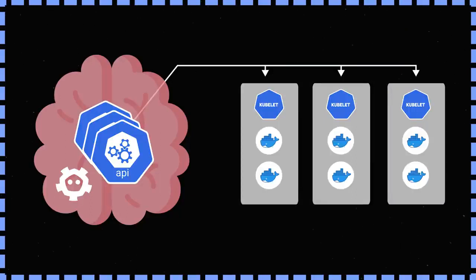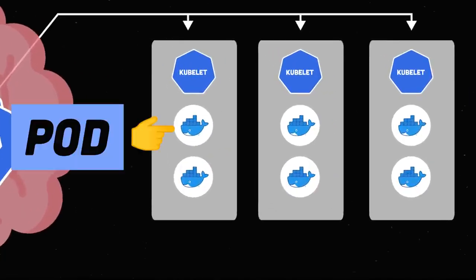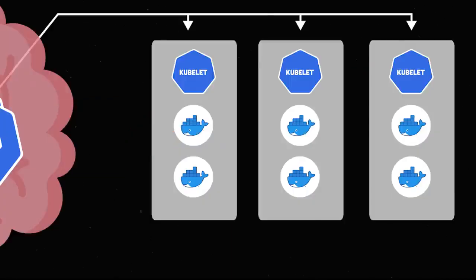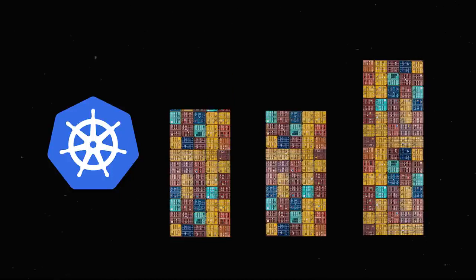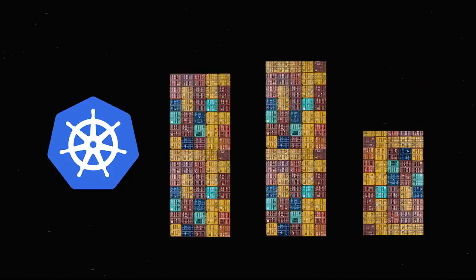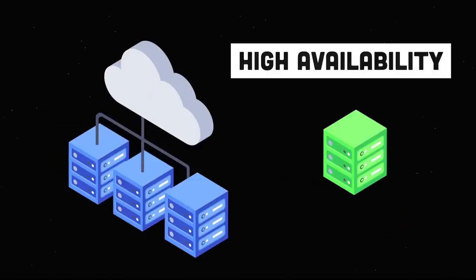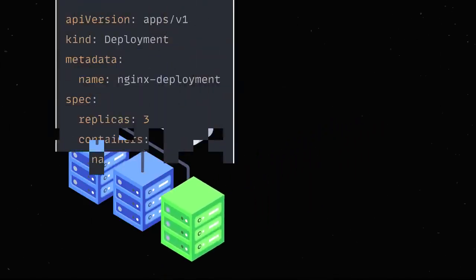Inside of each node, we have multiple pods, which is the smallest deployable unit in Kubernetes. When you hear pod, think of a pod of whales or containers running together. As the workload increases, Kubernetes can automatically scale horizontally by adding more nodes to the cluster. In the process, it takes care of complicated things like networking, secret management, persistent storage, and so on. It's designed for high availability, and one way it achieves that is by maintaining a replica set, which is just a set of running pods or containers ready to go at any given time.